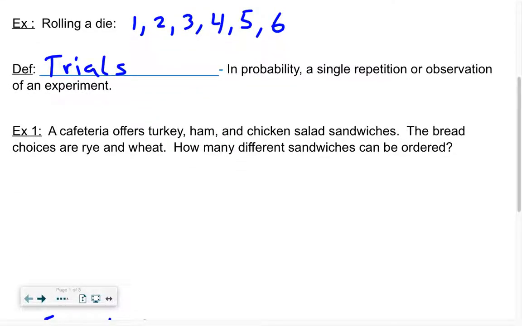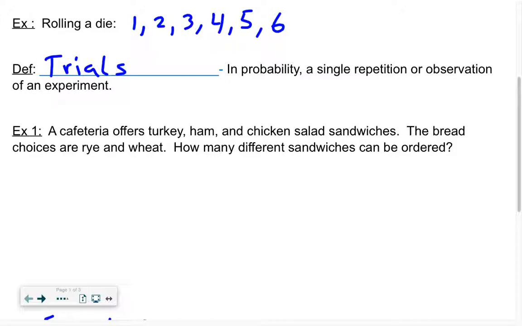Each time that we do this, or each repetition, is going to be called a trial. So understand, more times than not, it's just going to be one trial. We're only going to roll the die once. But there's going to be cases where we do it more than once, so 2, 3, or 4 times or whatever.